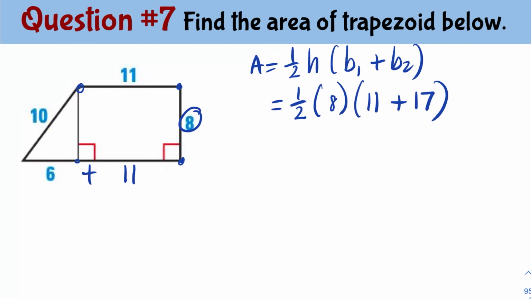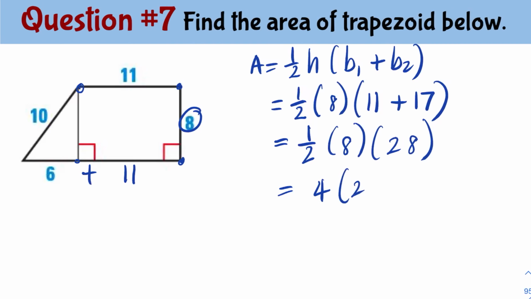So plus 17. We now have 1/2 times 8 times 28. So 1/2 times 8 is 4. 4 times 28. And 4 times 28 is 112. So the area is 112 units square.